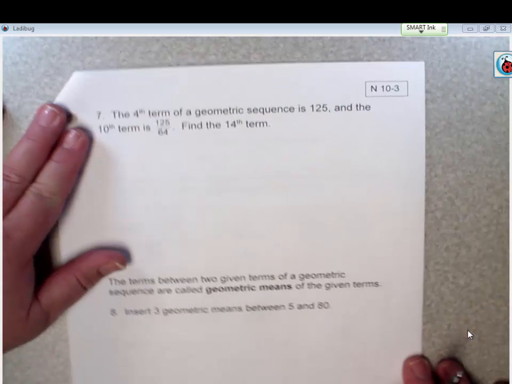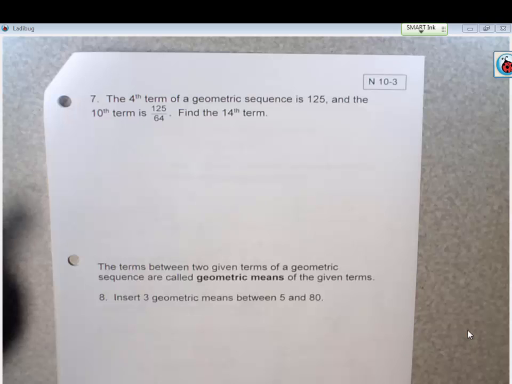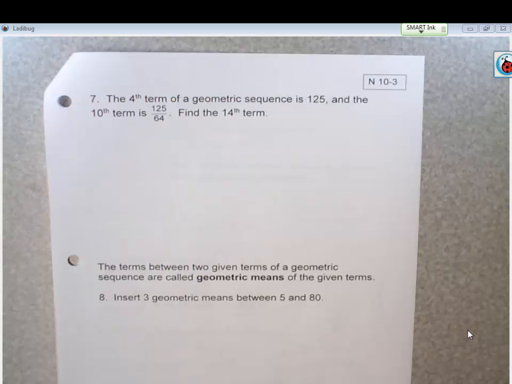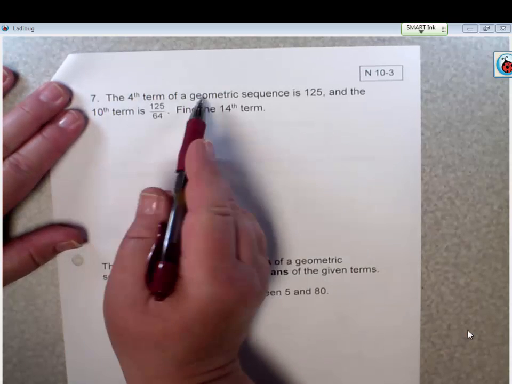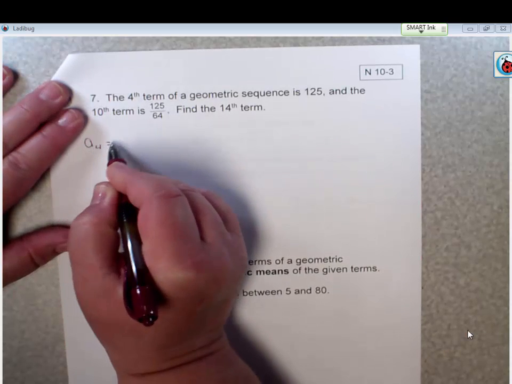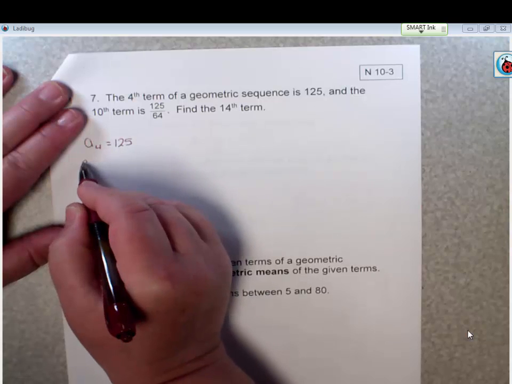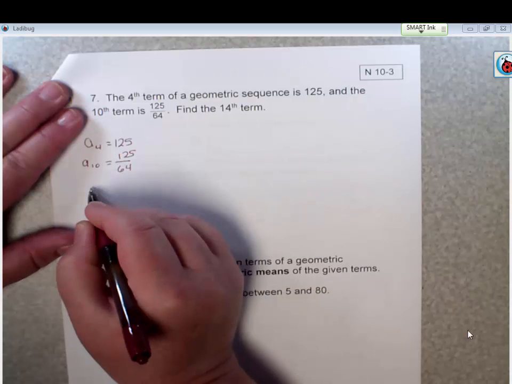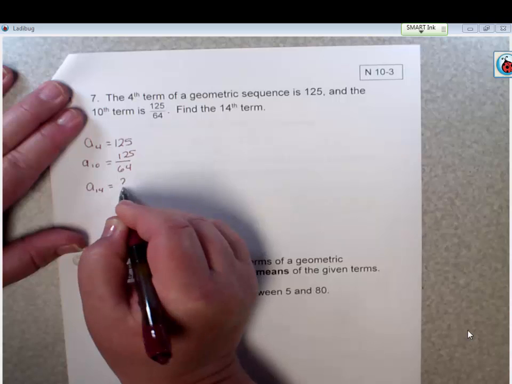All right, number 7: the 4th term of the geometric sequence is 125, and the 10th term is 125 divided by 64, or I guess I could say 125 64ths. Find the 14th term. Okay, so this is similar to the last. In the arithmetic problem, they wrote the 4th term instead of a sub 4, and the 10th term instead of a sub 10. But we're looking for the 14th term.